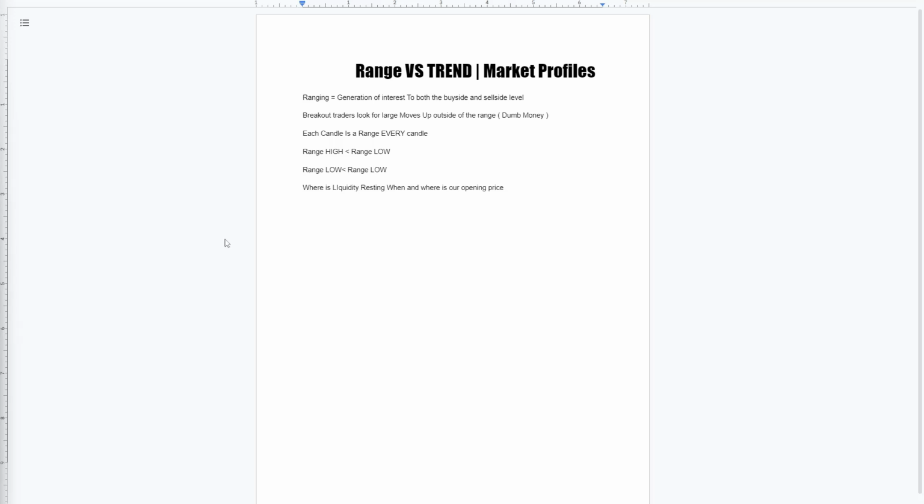Alright, with the hopes of this video being that you can simply notice when we're ranging versus trending, high time frame and low time frame, when to look out for the breakouts and to fade the breakout traders, right? Also kind of opening your eye to how every candle is a range. We always go from range high, range low, range high, range low, unless we SMT. And you notice where liquidity is resting and where our opening price of each candle is and where we should buy and sell within each candle.